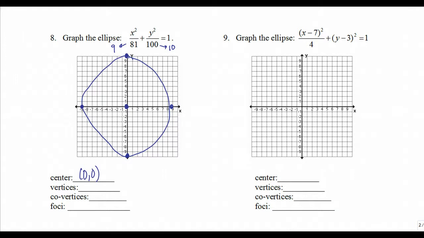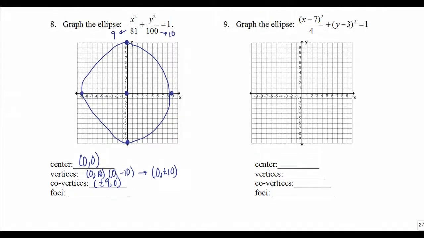And that gives me a nice little ellipse there. So at least I have a general shape. So I know that my vertices are the longer axis, so 10. So 0, 10, and 0, negative 10. Or we could write 0, plus or minus 10. Either way. Co-vertices are your shorter axis, so this would be plus or minus 9, comma 0.